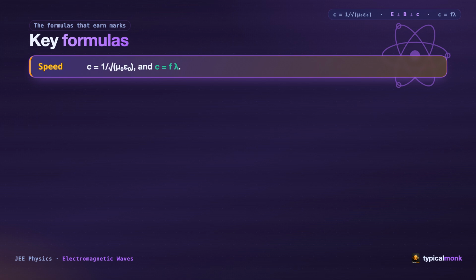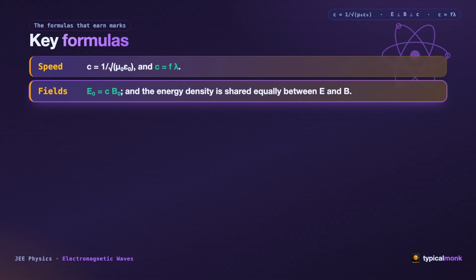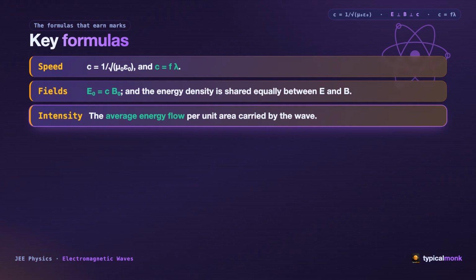Now the formulas that earn marks. The speed: c equals 1 over the root of mu naught epsilon naught, and also c equals f lambda. The fields: E naught equals c times B naught, and the energy density is shared equally between E and B. Intensity: it is the average energy flow per unit area carried by the wave.